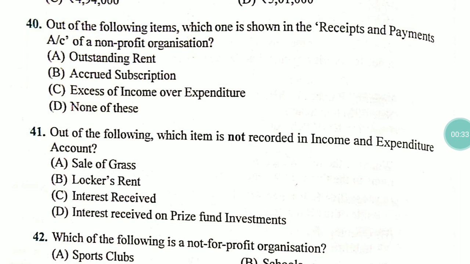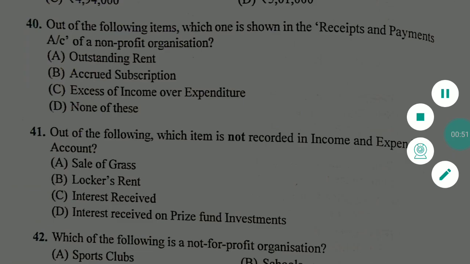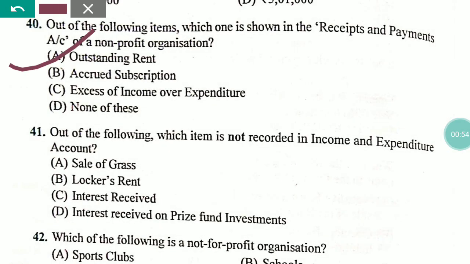These three options are not shown in the receipt and payment account because these three items are related to the balance sheet and the income expenditure account. They are never shown in the receipt and payment account, because the receipt and payment account always records the cash transactions of the not for profit organization. Outstanding rent means that the rent is due, and accrued subscription also means that a subscription is due.